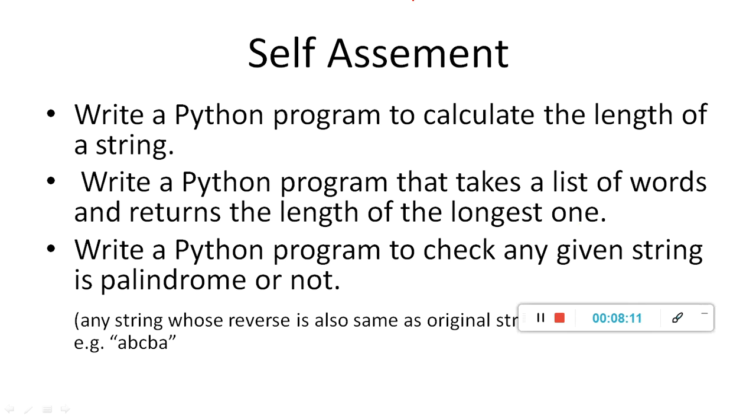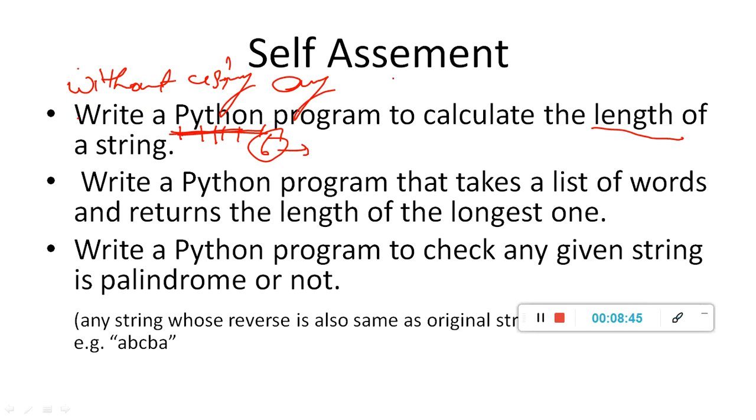Now see, there are 3 programs I have written here. Write a Python program to calculate the length of the string. What you need to calculate is the length of the string. For example, suppose I have the string Python. What is the length of this Python string? 1, 2, 3, 4, 5, 6. This means the output should be 6 if you are taking input as Python. And that must be without the use of any function. You try without using any function.